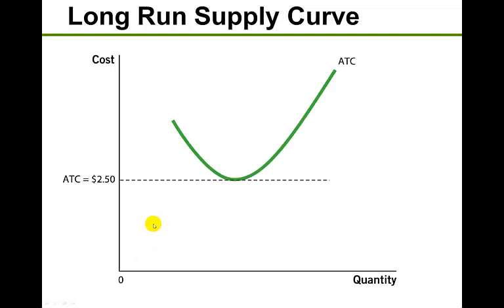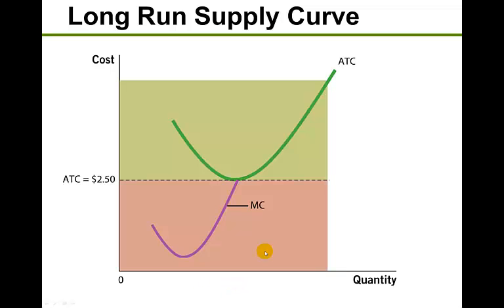So if we look at an individual firm in the long run, this is their average total cost, and their supply curve is going to look a little bit different. Anytime the market price in the long run falls below the minimum possible average total cost, the firm's going to dissolve and go do something else. So the firm's going to produce nothing. Our supply curve in the long run starts at the minimum possible average total cost and goes up.